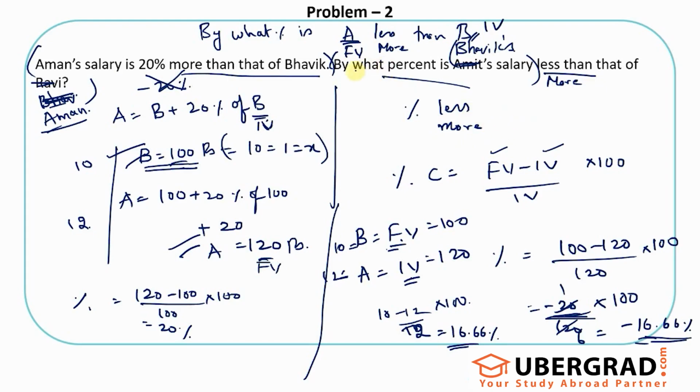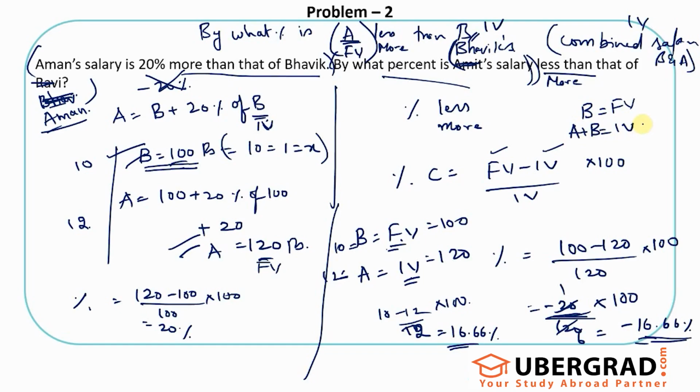Sometimes I can ask a question like, by what percent is Bhavik's salary less than that of the combined salary of Bhavik and Aman? So that means Bhavik's salary will be the final value, because that's how the statement is. By what percentage is final value, that's Bhavik's salary, less than that of the combined salary of B and A, which is basically the initial value. So what is the initial value? That is A plus B.